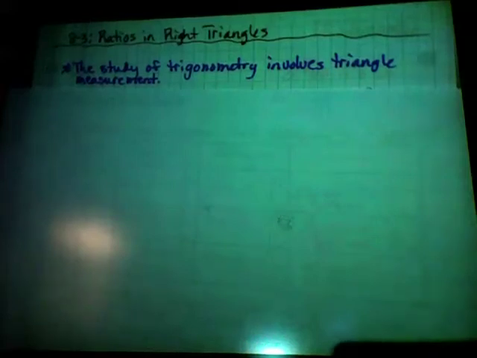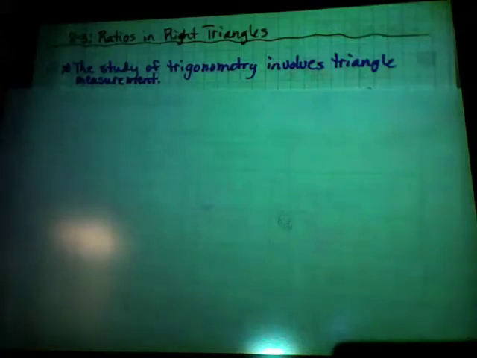Okay, so right triangles are very, very special. You saw two special right triangles over the last couple of days, 45-45-90s and 30-60-90s. And we use those triangles to help find side lengths. We can find side lengths of any right triangle using trigonometry.